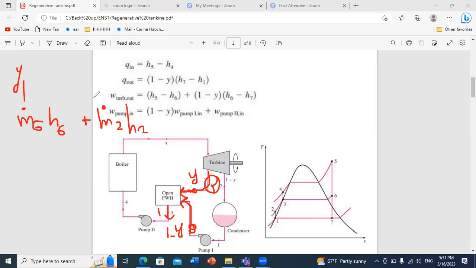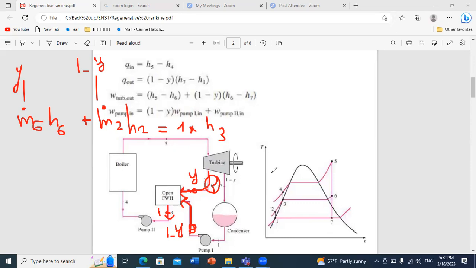And as we mentioned, m dot 2 is 1 minus Y, is equal to the summation of the flow rates m dot 2 and m dot 6, which is 1, times the enthalpy at the exit of the heat exchanger, which is the characteristic point 3, so equals H3. So this is the energy equation governing what is happening in the open feed water heater.